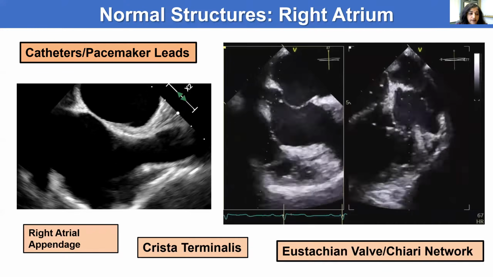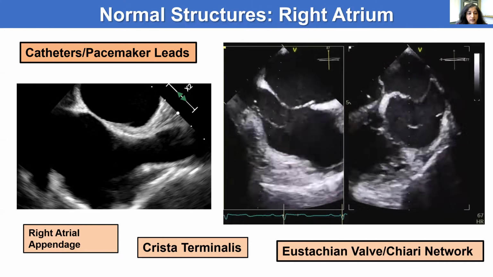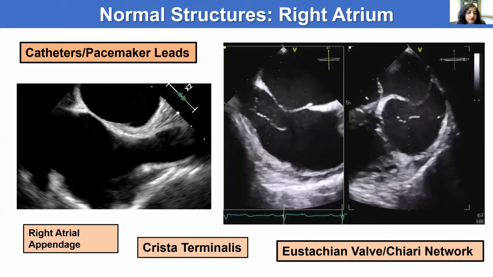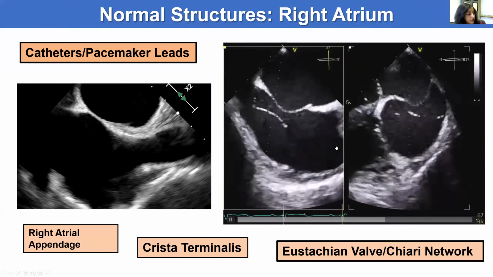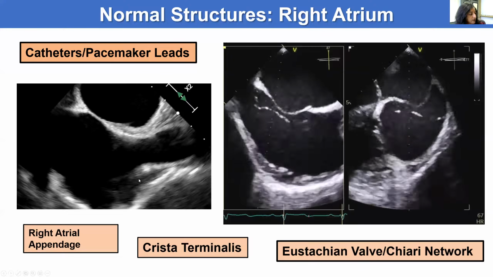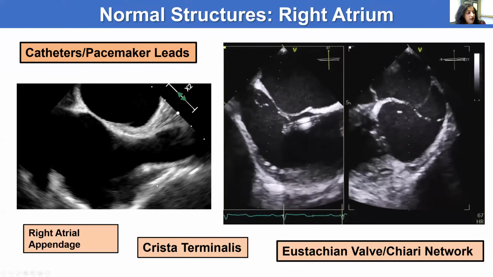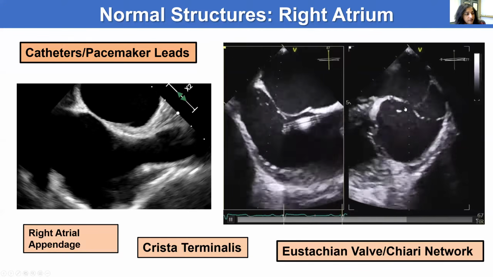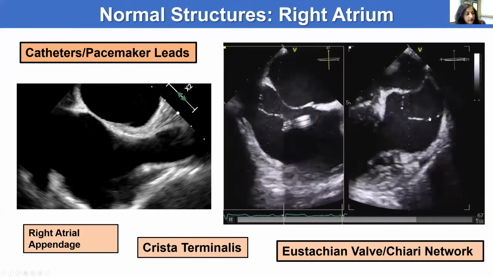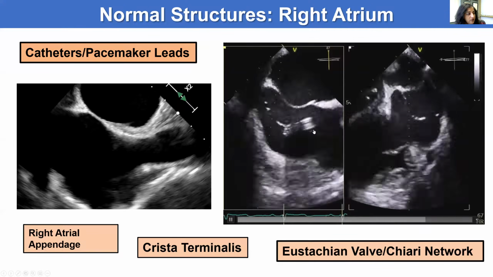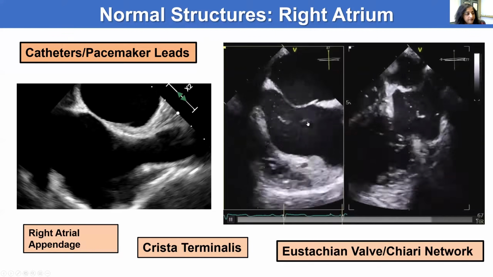You have the crista terminalis here, which is kind of the SVC as it enters into the right atrium. And then just right adjacent to the crista terminalis is the right atrial appendage. So crista terminalis here, right atrial appendage here. You can see a eustachian valve here, which can be very prominent and often mistaken for a foreign body. And then you see here this very normal structure, which is a catheter in the right atrium, which can often be mistaken.